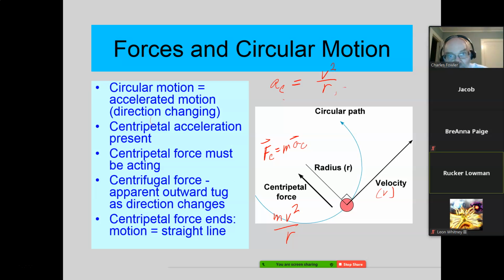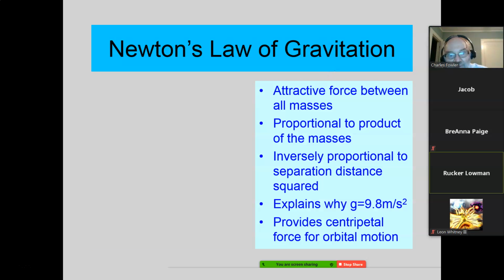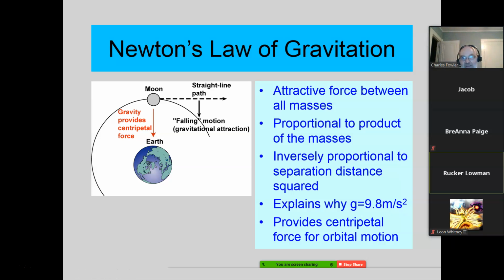We've done forces in circular motion. We've done Newton's law of gravitation. We calculated how they got the 9.8 meters per second squared. Very good. We talked about circular motion in space, the moon going around the earth going around the sun, Jupiter around the sun, any of the planets around the sun. Actually, the sun and the solar system going around the center of the Milky Way. It all works the same.